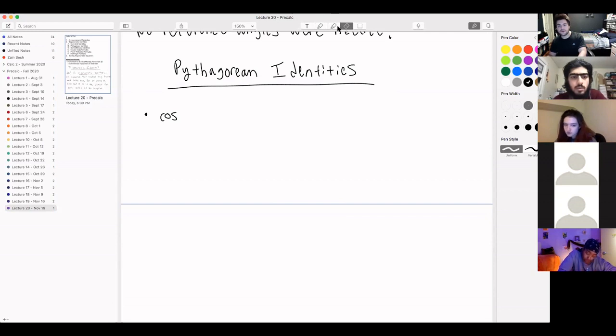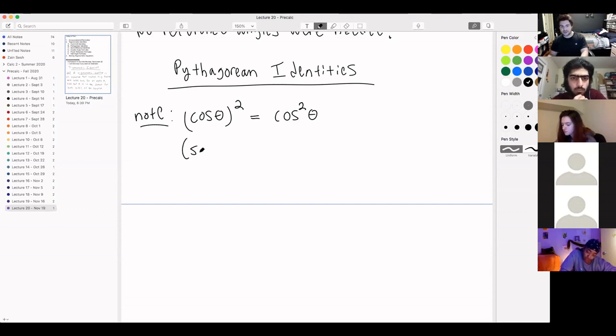Oh, okay. Firstly, I need to write a quick notation note. If we want to square cosine, we usually write it like this. We put the superscript in between, like cos and theta, okay? And similarly for sine. So I just want to write that quickly. Okay, so this is just notation.